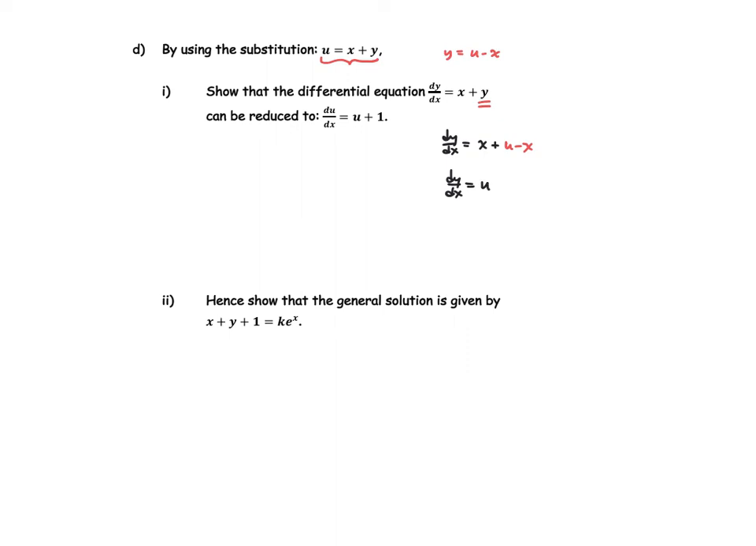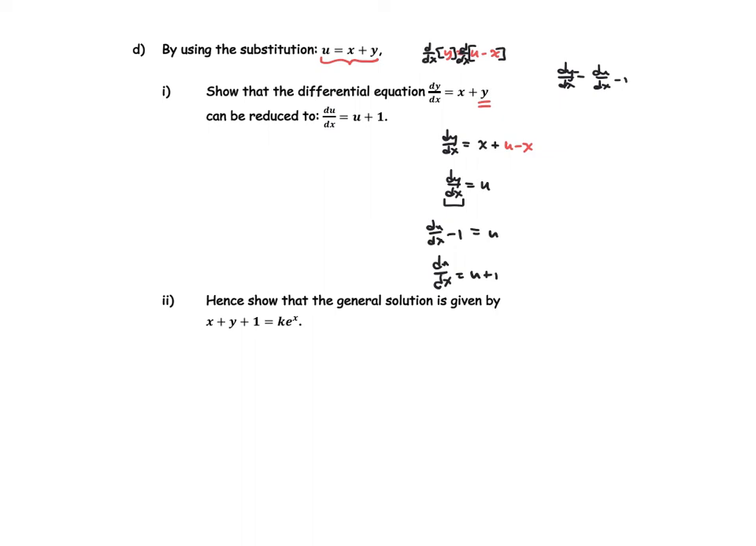Okay, now when I find dy/dx in terms of u and x, if I were to differentiate, it looks like dy/dx is equal to du/dx minus 1. Okay, so I'm going to do that substitution here. du/dx minus 1 is equal to u. Thus, du/dx is equal to u plus 1. Okay, interesting. Let's look at part 2.